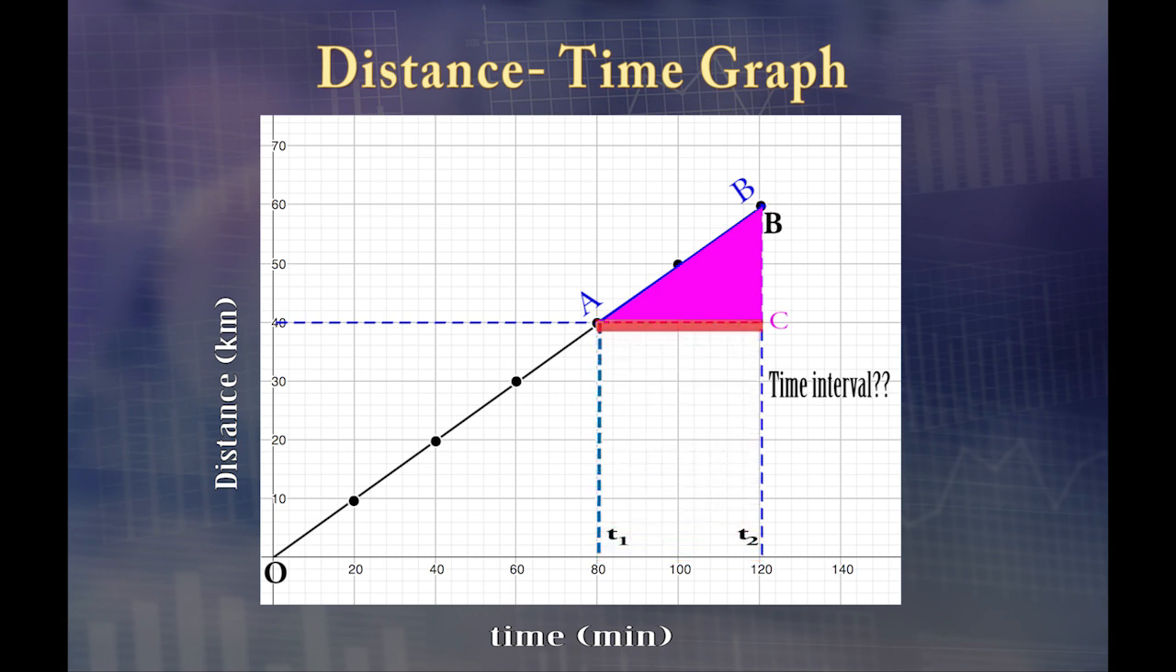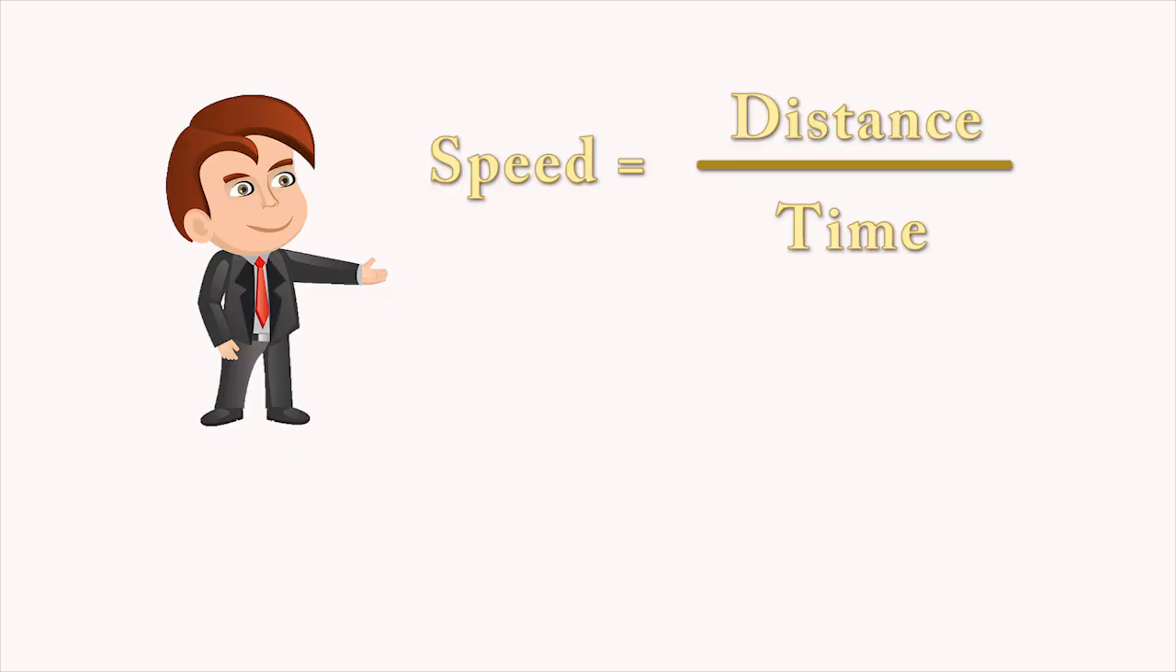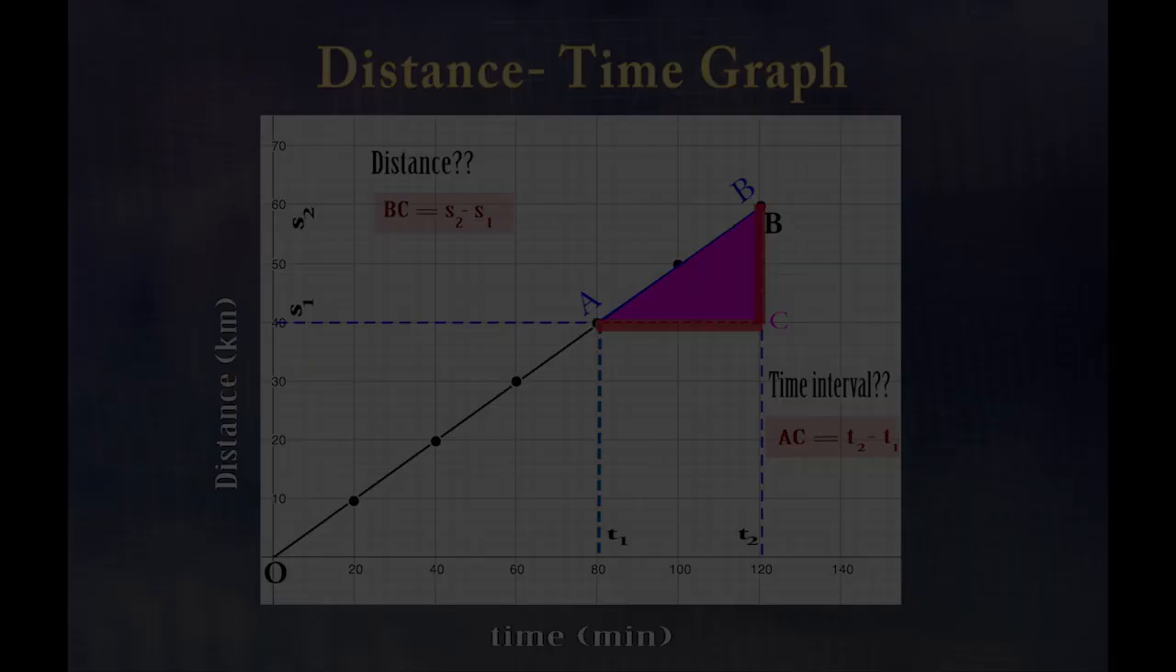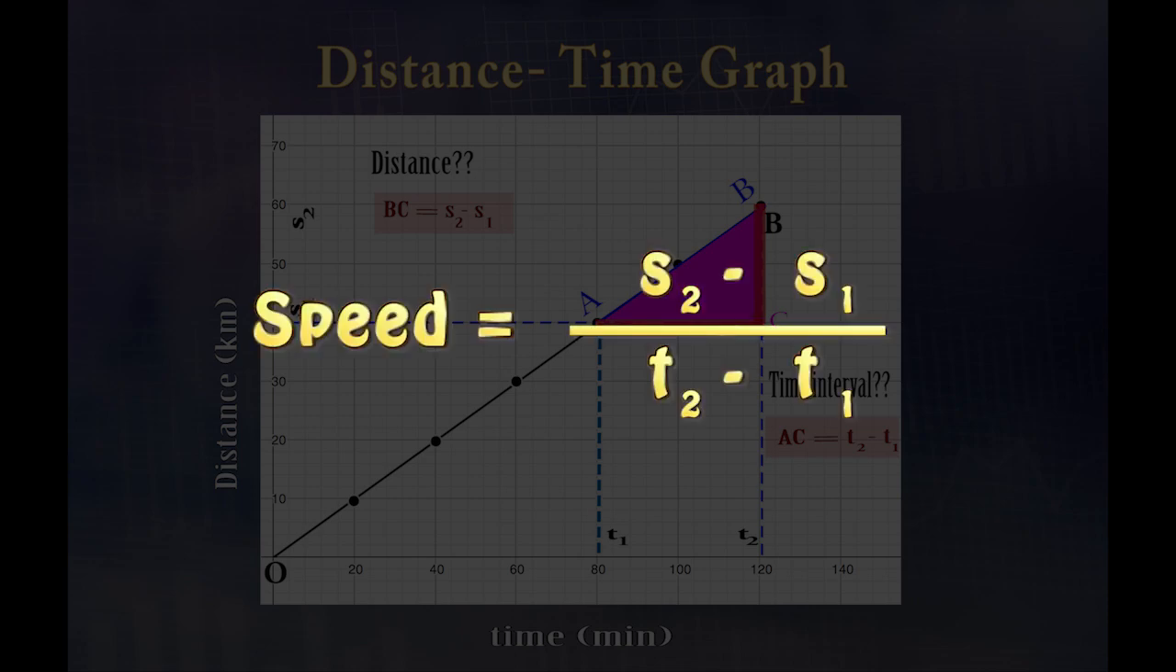Yes, AC denotes the time interval T2 minus T1, and similarly BC denotes the distance traveled, S2 minus S1. It means that the object moves from point A to B and travels a distance S2 minus S1 in time T2 minus T1. So as we know, speed is given by the distance traveled divided by time taken. So here, the speed will be given by (S2 minus S1) divided by (T2 minus T1).